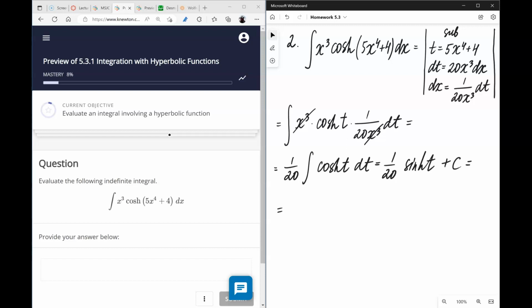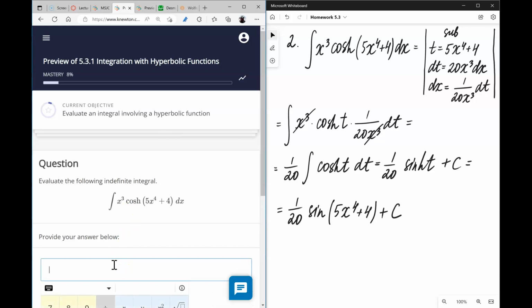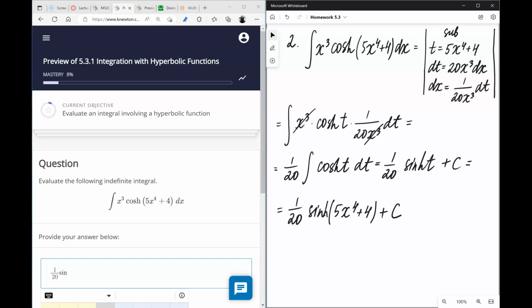But instead of t, we'll have to write the expression in terms of x that t represents. So this is the answer. And this is, of course, hyperbolic sine.